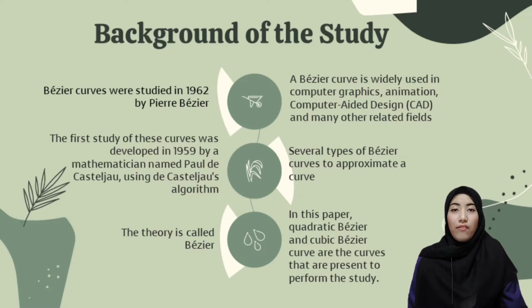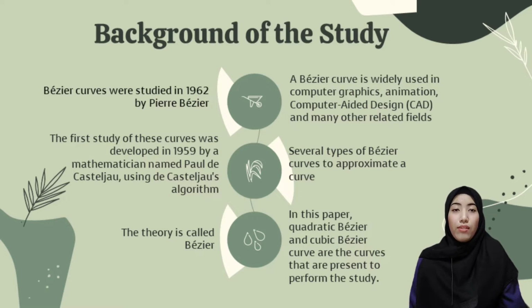However, the first study of this curve was developed in 1959 by a mathematician named Paul de Casteljau, using the Casteljau algorithm, a numerically stable method to evaluate Bezier curves, Kilicoglu and Sayed 2020. Hence, the theory is called Bezier, although Casteljau was the first person who created it, since Casteljau never published his result, Negus 2019. A Bezier curve is widely used in computer graphics, animation, computer-aided design (CAD), and many other related fields.